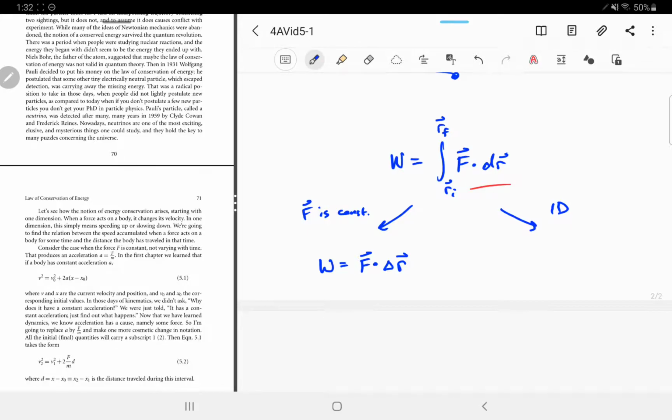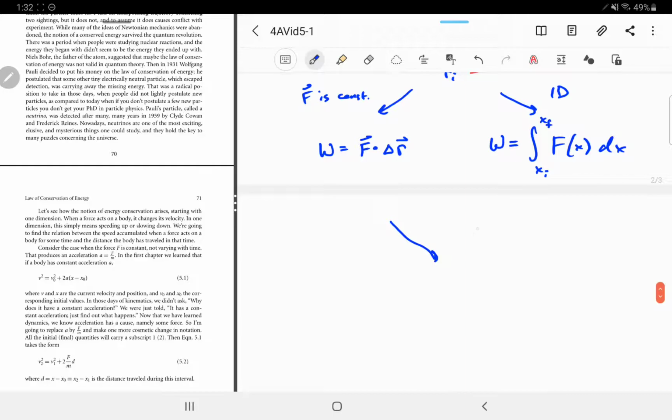The 1D case means that the dot product is just multiplying two numbers. F is either positive or negative. F maybe depends on x, dx. I'm using the letter r to indicate that it could be more than one dimension. X is kind of the default for one-dimensional motion. So this object is moving from some initial x spot to some final x spot, and F is either positive or negative. So you're just summing up a bunch of positive or negative numbers to get your overall work.